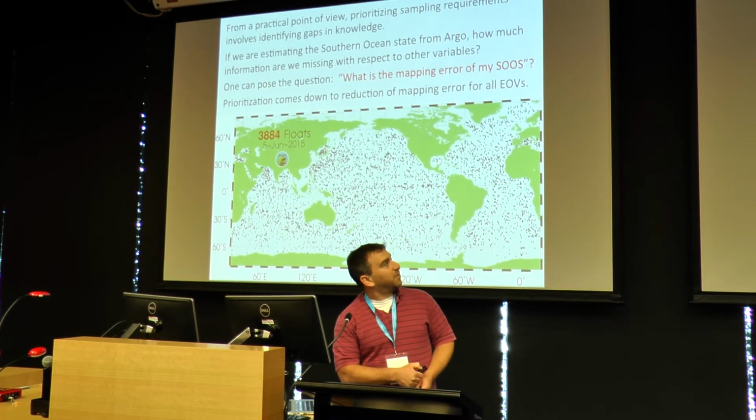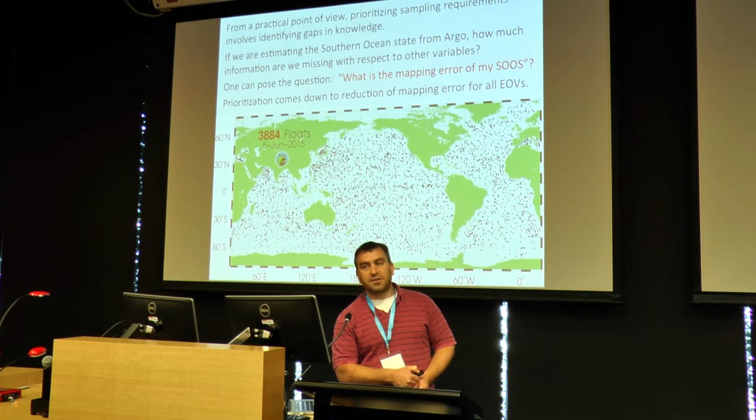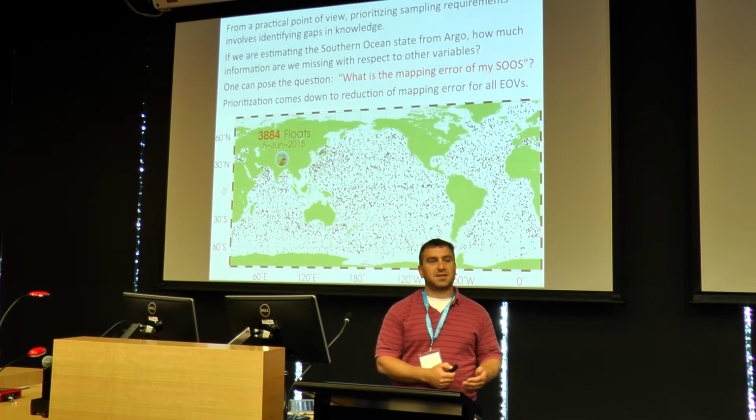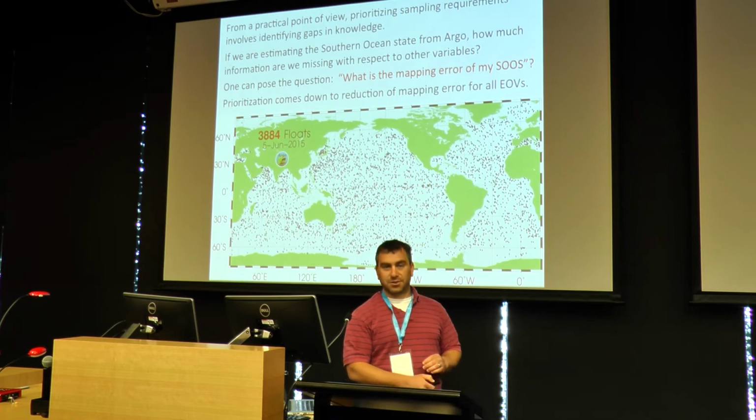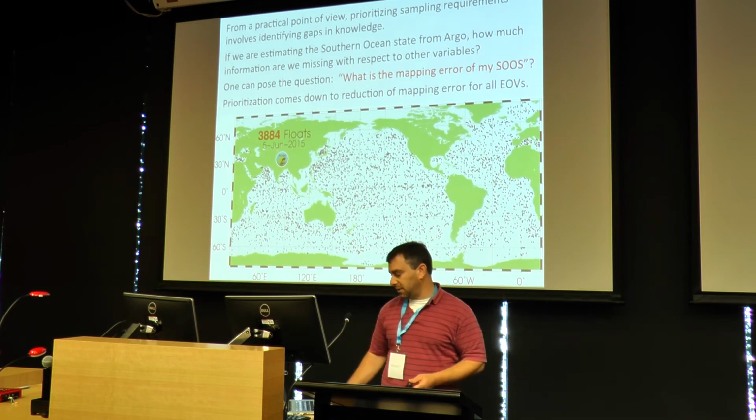So from a practical point of view, prioritizing sampling involves identifying gaps in our knowledge. If we are designing a Southern Ocean observing system from Argo, how much are we already missing with respect to the other variables? And I'm talking about not just TNS, but SSH and biogeochemical variables. And so we pose the question, what is the mapping error of my SOOS? And the prioritization comes down to the reduction of the mapping error for all the EOVs.